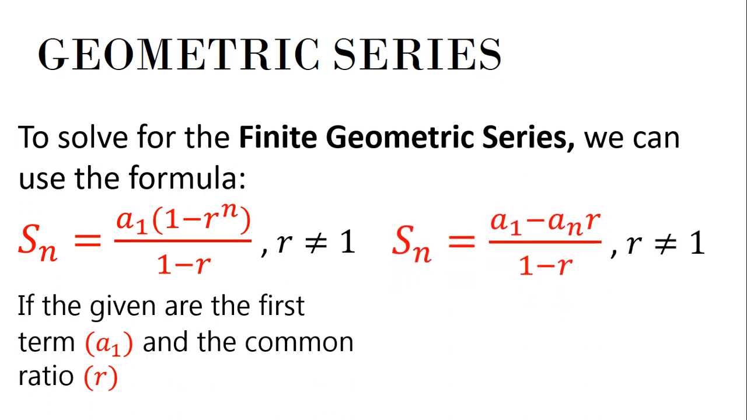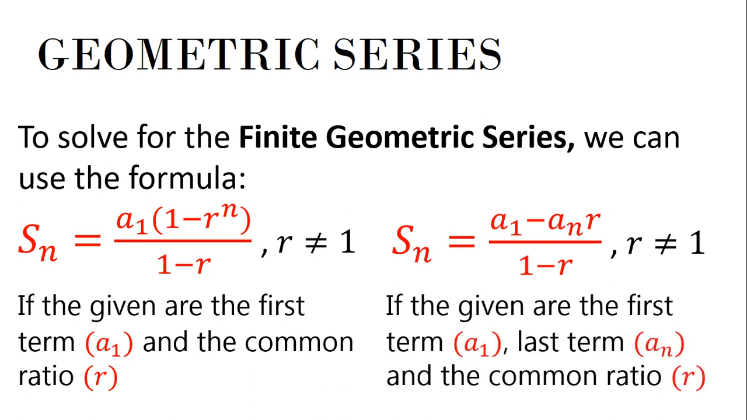Then, S sub n is equal to A sub 1 minus A sub n times R over 1 minus R, if R is not equal to 1. At gagamitin naman natin ito kapag ang given ay yung first term, yung last term, at yung common ratio.